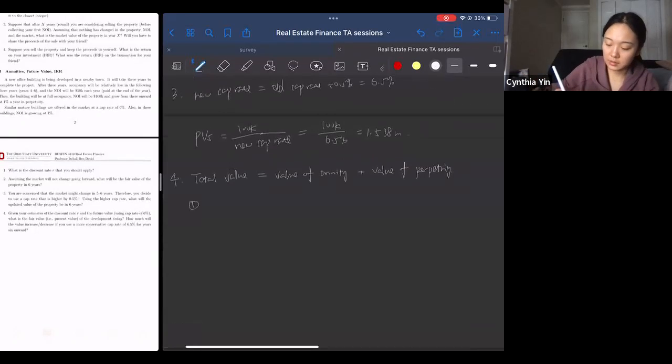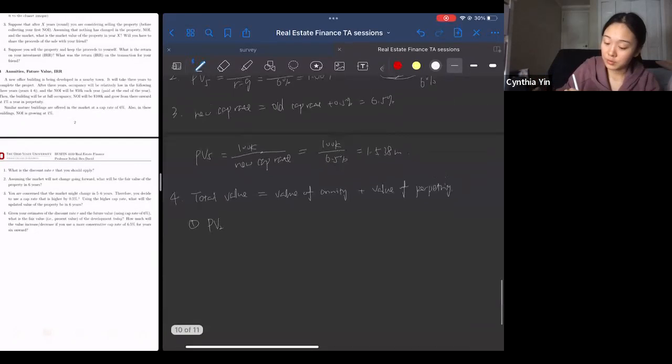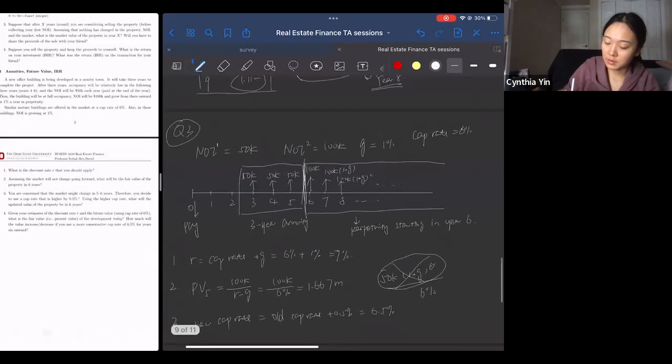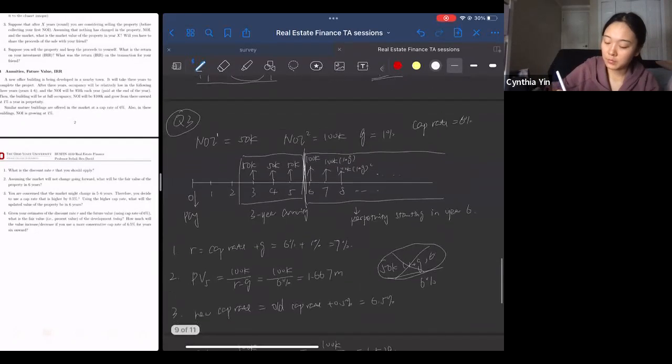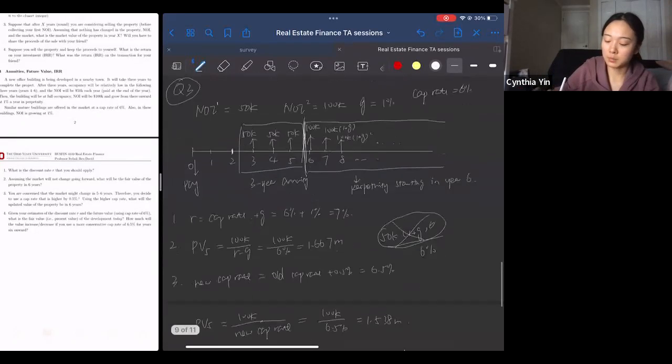First, let's get the annuity, PV2. PV2 is because the annuity starts from year 3 and it will end in year 5. So by applying the annuity formula, you are actually getting the value of the cash flows 1 year ahead, which is at year 2.